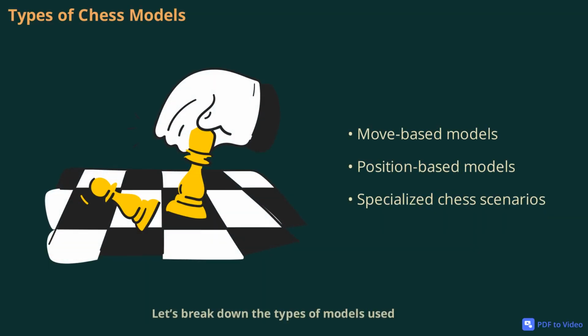Let's break down the types of models used. The first type treats each move as a word and each game as a sentence. The second type goes further, including the full board position as part of the context for each move. There are also specialized models focusing on openings, middle games, endgames, and even whether queens are present. Some models distinguish between moves with and without captures, adding a linguistic twist by treating them like different parts of speech.